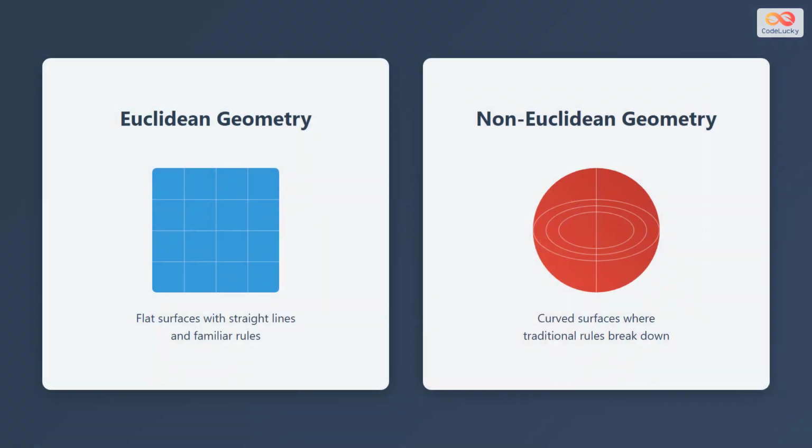Let's contrast Euclidean and non-Euclidean geometries. Euclidean geometry deals with flat surfaces where lines are straight, and the rules are familiar, like those you learned in high school. On the other hand, non-Euclidean geometry explores curved surfaces where the traditional rules break down. Think of the surface of a sphere or a saddle shape. The behavior of lines and shapes changes dramatically in these spaces.